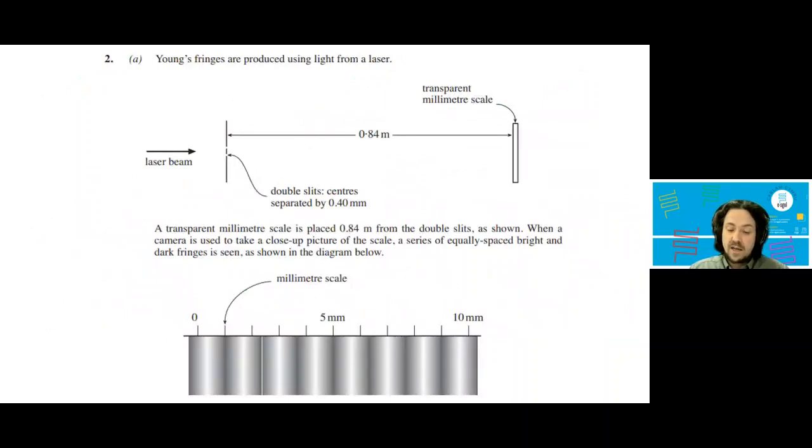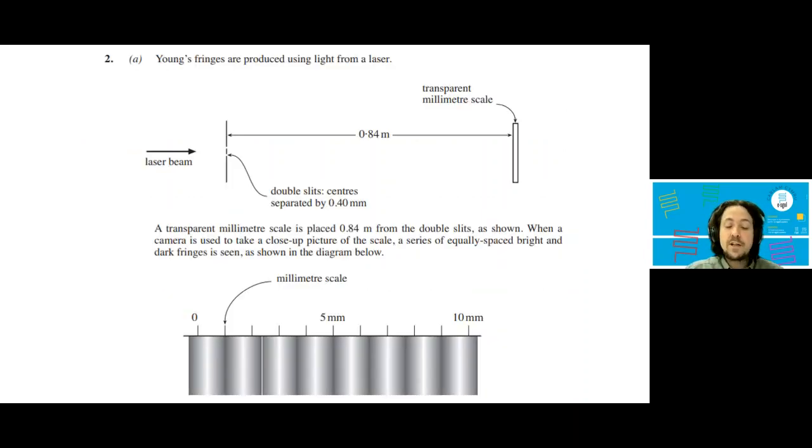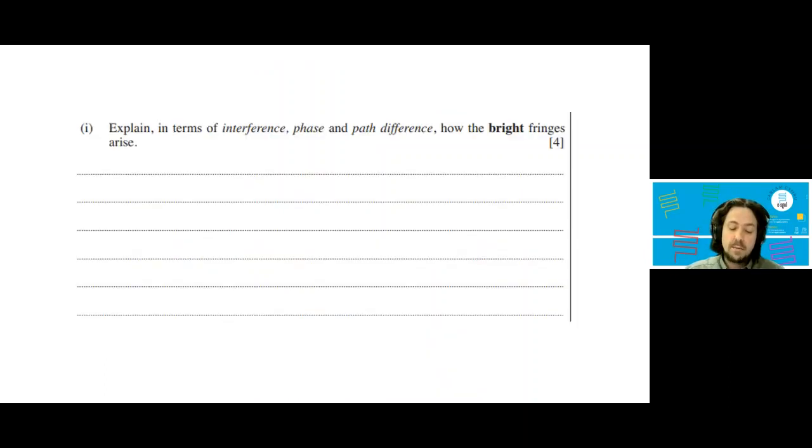Yes. Sadly, there's no time for a past paper question, but I'll leave it up here just in case you want to pause it and give it a try yourself. So the first part of the question is all about Young's fringes and how they can be created using a laser beam and double slits. Then there's a little question which requires you to take a measurement of the bright fringes and explain what gives rise to the bright fringes in relation to their phase and path difference. So maybe that's one you could try on your own.